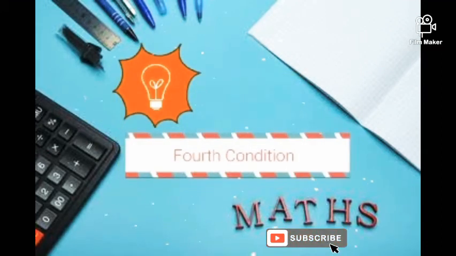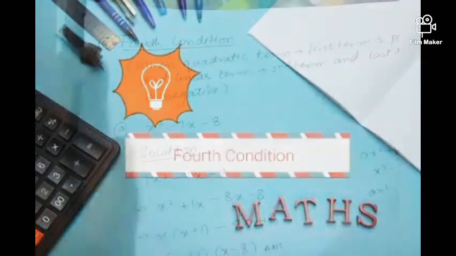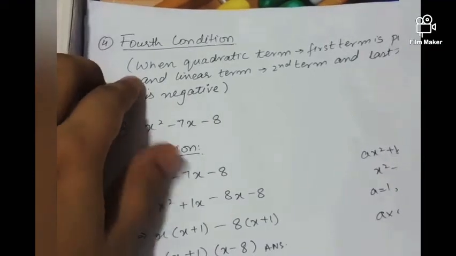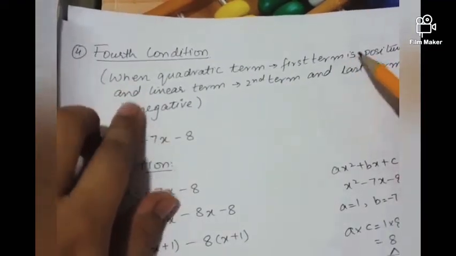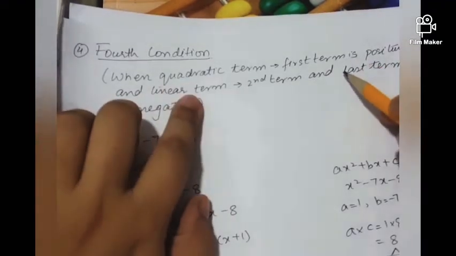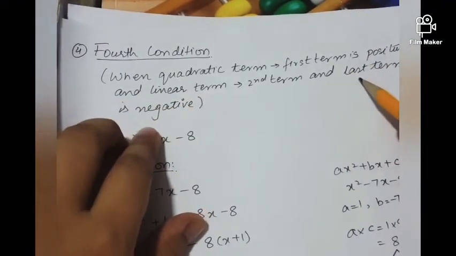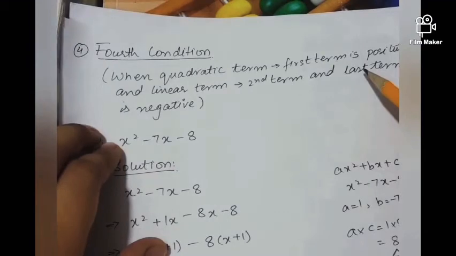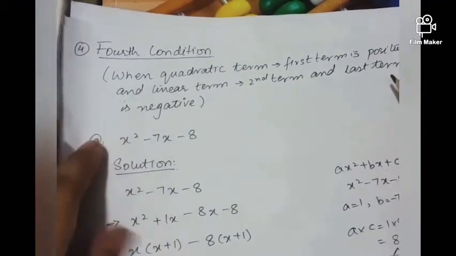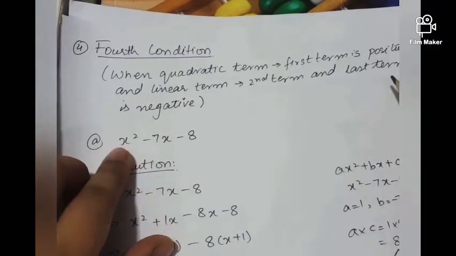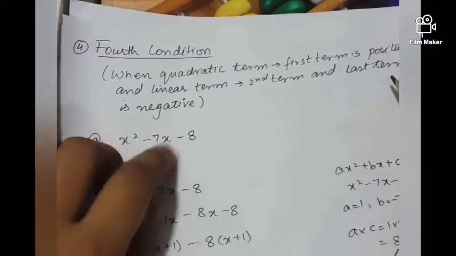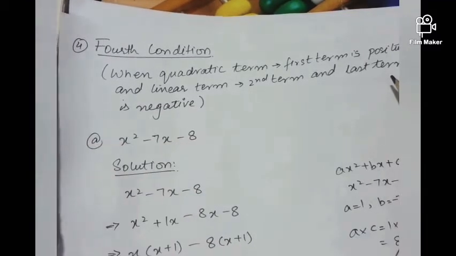This is the fourth part for understanding factorization of quadratic expressions. Now the fourth condition is when the quadratic term, the first term, is positive, and the linear term, the second term, and the last term are negative. Now what does it mean? Now see, x square minus 7x minus 8.